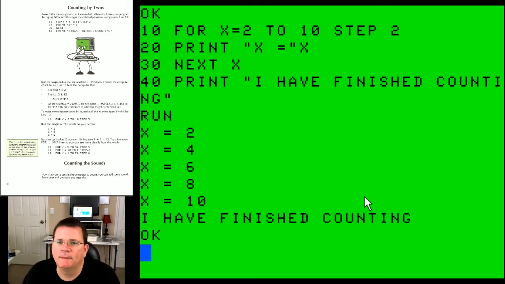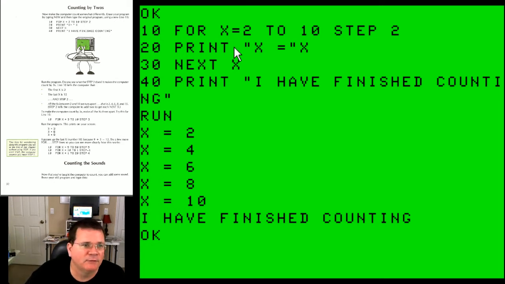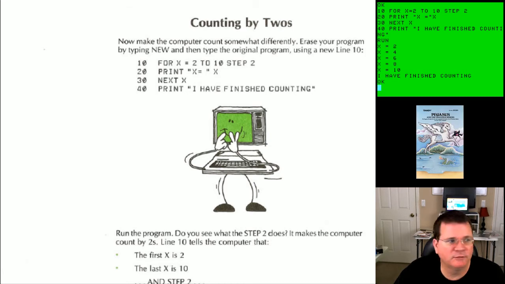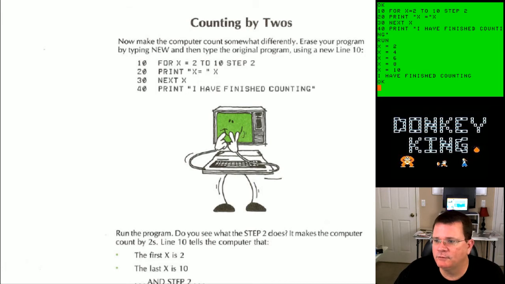Okay, so instead of going 1, 2, 3, 4, 5, 6, 7, 8, 9, 10, it went 2, 4, 6, 8, 10. It's counting by twos. 2, 4, 6, 8, who do we appreciate? Well, there you have it. We appreciate the fact that this computer is counting by twos. So by introducing the concept of step within a for next loop, we can have it skip by whatever that step value is. So that's the first thing it asks us to do. It says the first x is 2, the next x is 10, and so on, as you can see there.